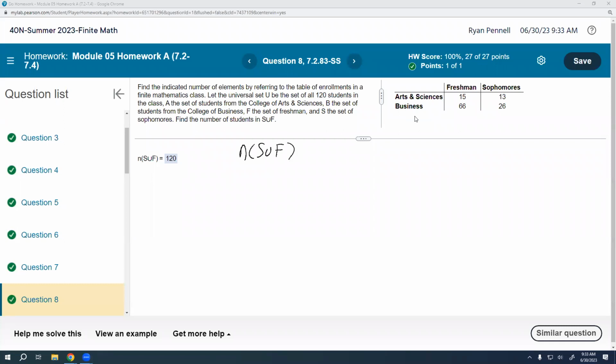Well, what is S? S is the set of sophomores, and F is the set of freshmen. Okay, so we'd want all of these freshmen and all of these sophomores. Well, how many students is that? Okay, so 15 plus 66 plus 13 plus 26. That's everybody, all 120 students. So the number of sophomore or freshman, that's everybody, at least in this example, right? Okay, so I think that's fairly straightforward.